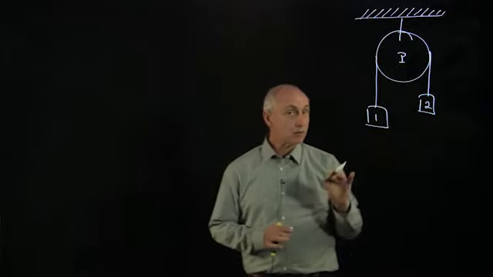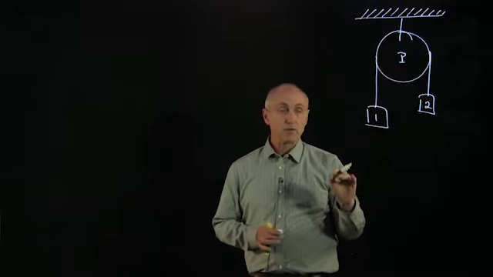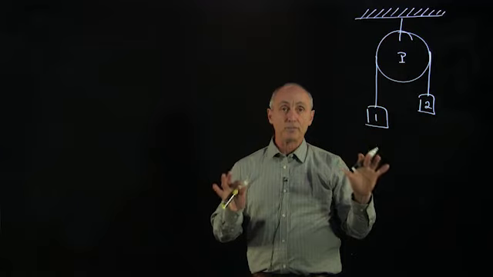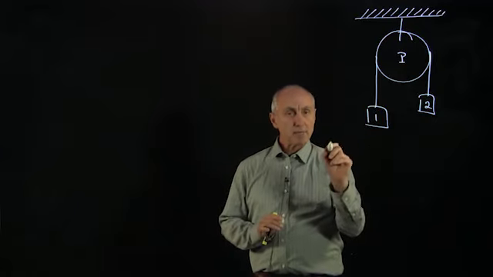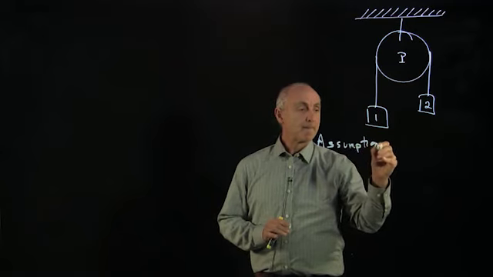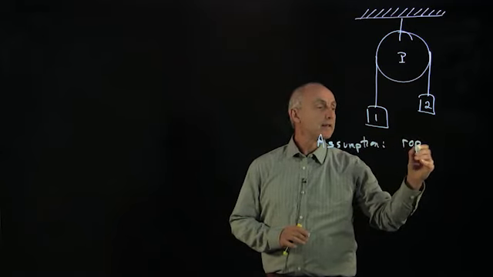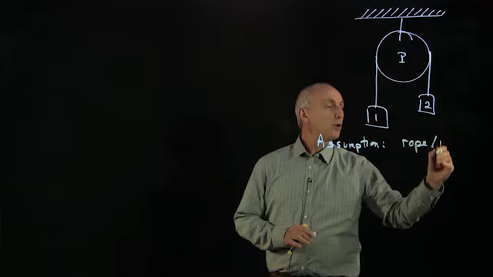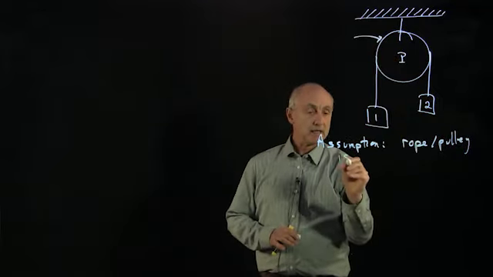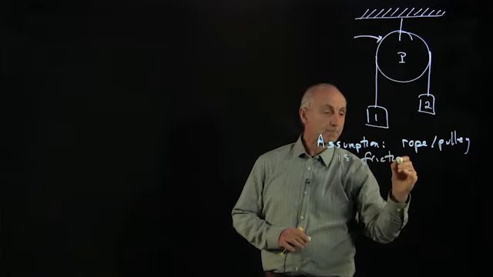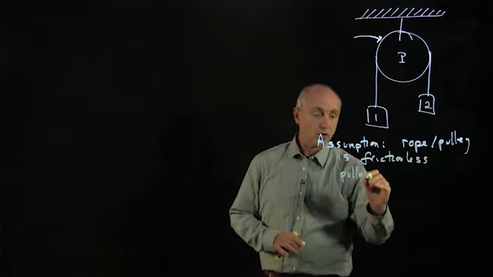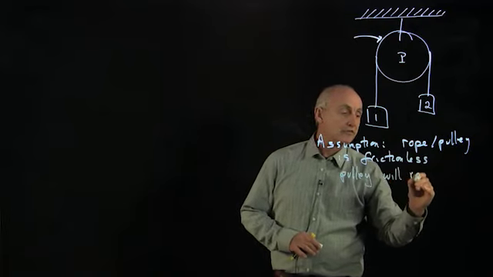Now, going back to our methodology, the first thing we want to ask ourselves is to identify what are all the moving pieces. So I'm going to make my first assumption here that the rope-pulley surface, so that's right here, is frictionless. Now, what that assumption means is that the pulley will remain at rest.